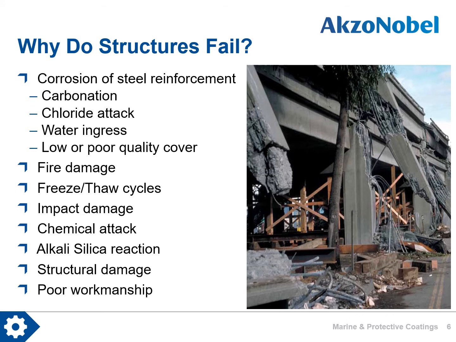The most common problem is the corrosion of embedded steel reinforcement. We have all seen examples of rust staining on concrete buildings, bridges, and such like. One of the most common causes of this corrosion is carbonation, which we will discuss in more detail in later slides.